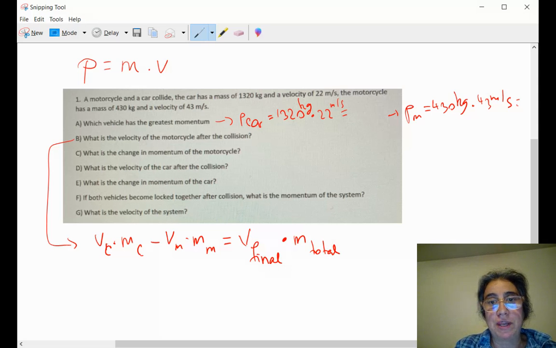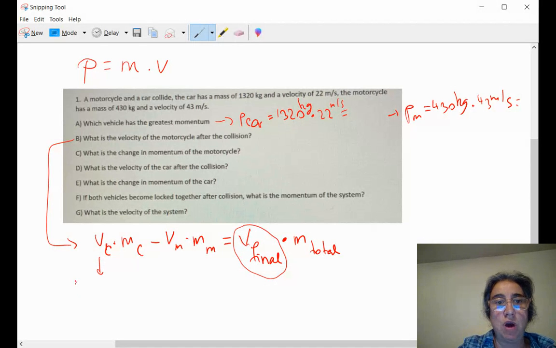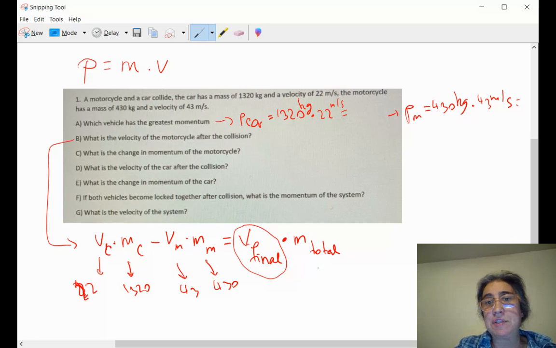So now all you have to do is plug it in. The only value that you don't know is the final velocity, and everything else you do know. So again, the velocity of the car, you know that, that would be 22. The mass is 1,320. For the motorcycle, the velocity was 43, and the mass is 430. And obviously the total mass, you just add the car 1320 plus the motorcycle 430.